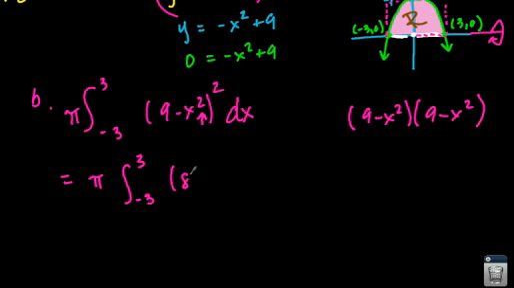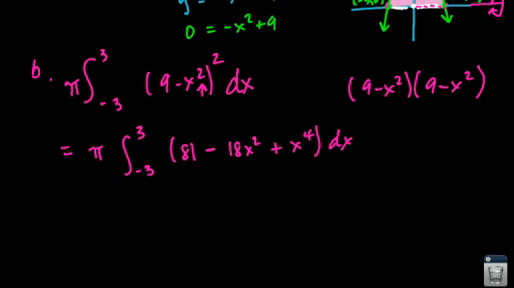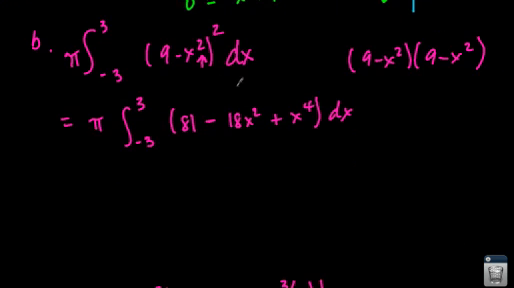So we end up with 81 minus 18x squared plus x to the 4th dx. Okay? And if you figured out how the chain rule works without having to FOIL, that's great, but we haven't gotten there, so I would recommend doing this for now.